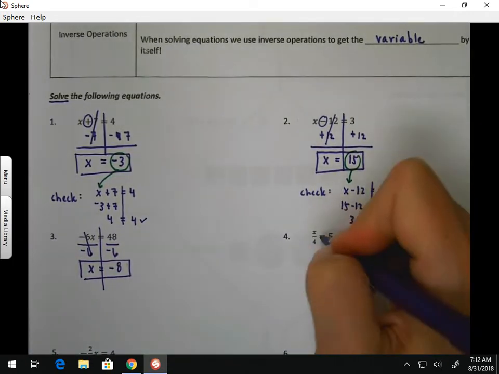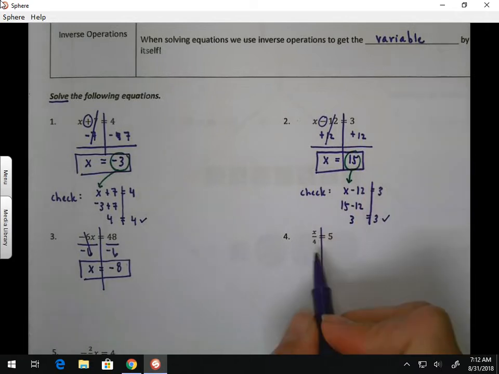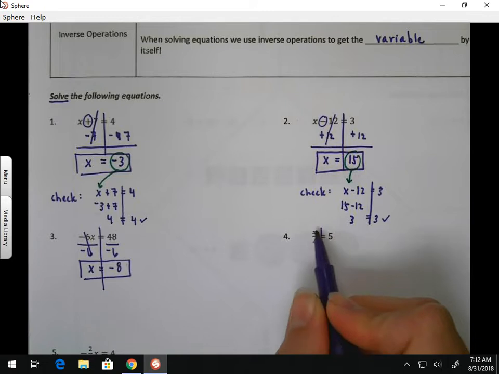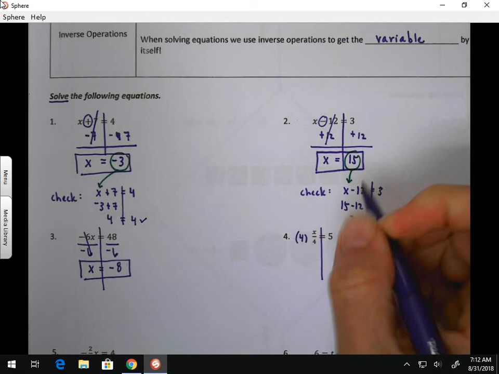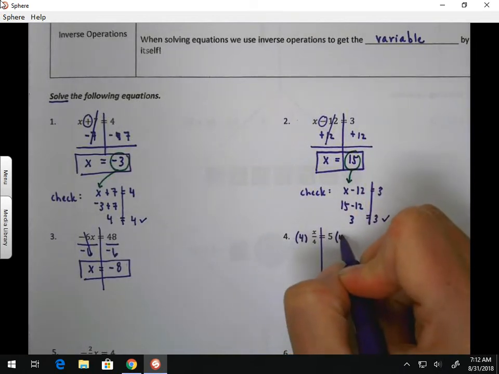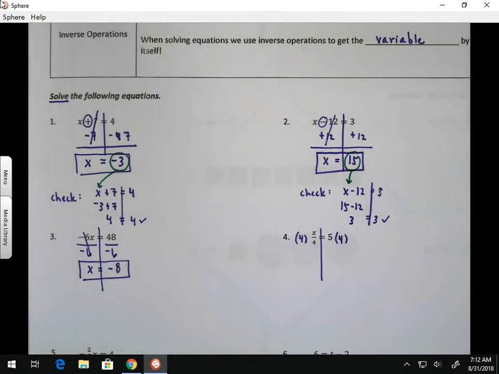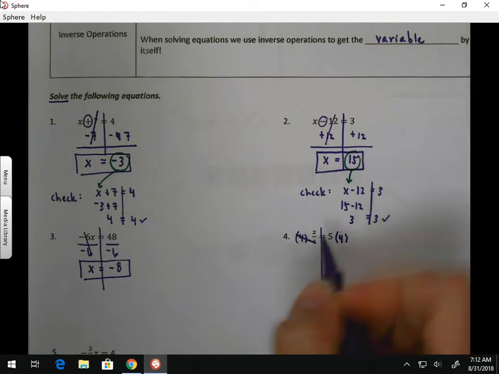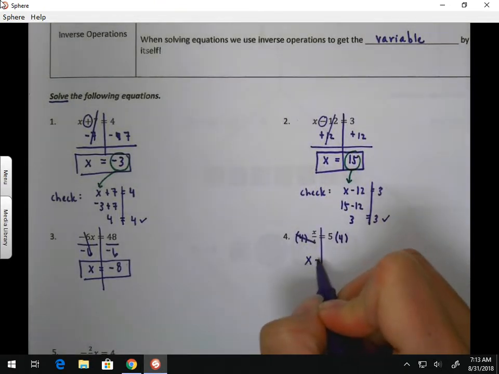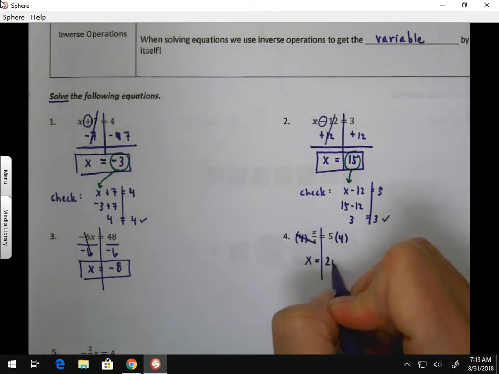All right, one more here. Now again, I find my variable on the left side, and I notice that x is being divided by 4. That's what x over 4 means. So to undo division, this time I have to multiply, because I know multiplication is the inverse of division. Now, 4 divided by 4, again, gives me 1. So I just have 1x, and I know x is equal to 20.